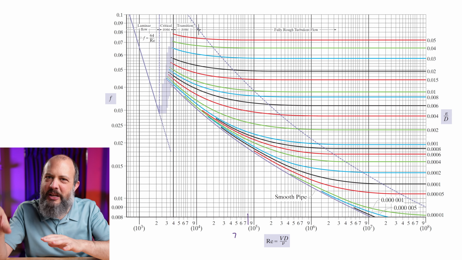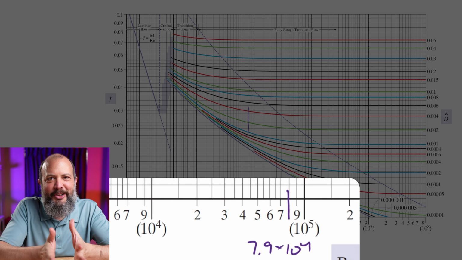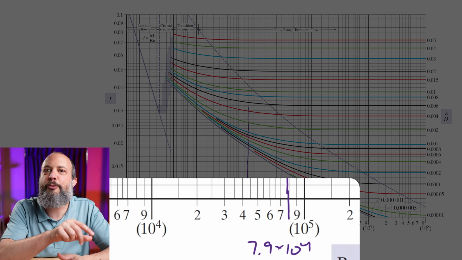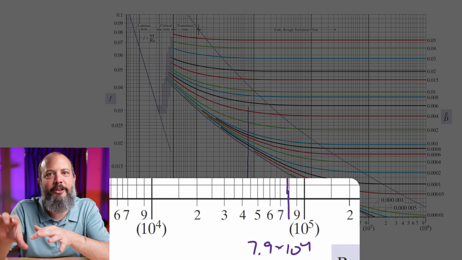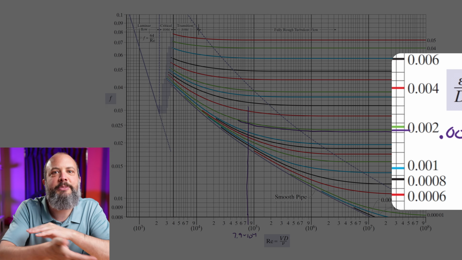0.00192 is a little bit below the 2. And then 7.9 times 10 to the 4th on the horizontal axis. You find the 10 to the 4th and then go further to the right to 7.9, because where you see 10 to the 4, that is 1 times 10 to the 4. And the numbers after it to the right of it are like 2 times 10 to the 4, 4 times 10 to the 4, etc.